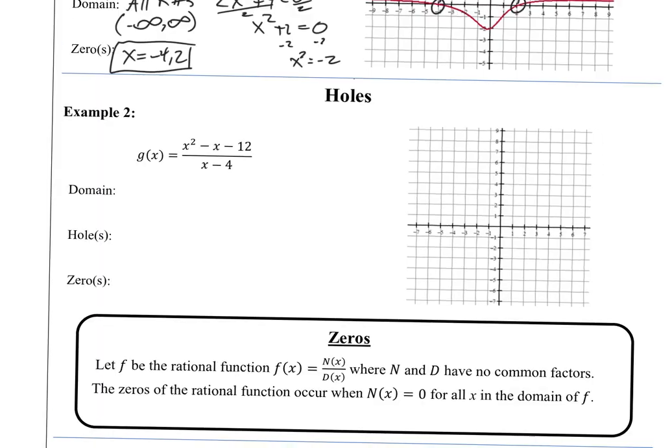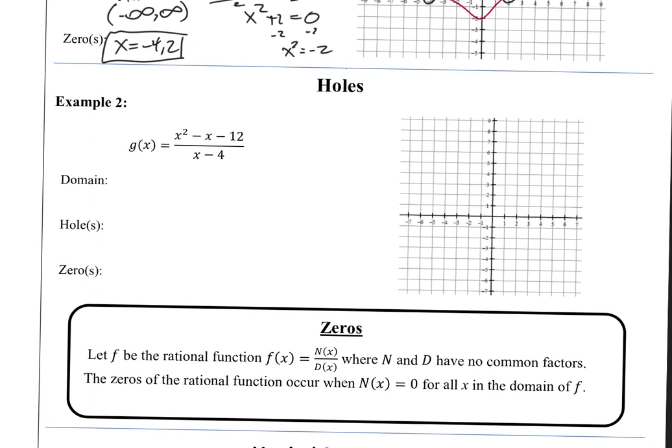How do we get a hole? Oh, and down here is what I just said, basically. If n of x is 0, then the whole thing is 0. Well, let's talk about the domain. Again, we want to focus on the bottom. We want to say, when does the denominator equal 0? Because that's when this thing would break, because we can't have things divided by 0.